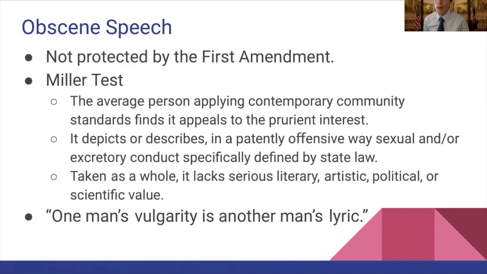One, the average person applying contemporary community standards finds that it appeals to the prurient interest, right? That it's sexual in nature in some way, and that's what it's designed to appeal to. Two, it depicts or describes in a patently offensive way sexual and or excretory conduct defined by state law. That explains itself. And then three, taken as a whole, it lacks serious literary, artistic, political, or scientific value. So it needs to tick off all 3 boxes of the Miller test in order to be considered obscene. And if it is obscene, then it's not protected by the First Amendment, and restrictions can be placed on it.